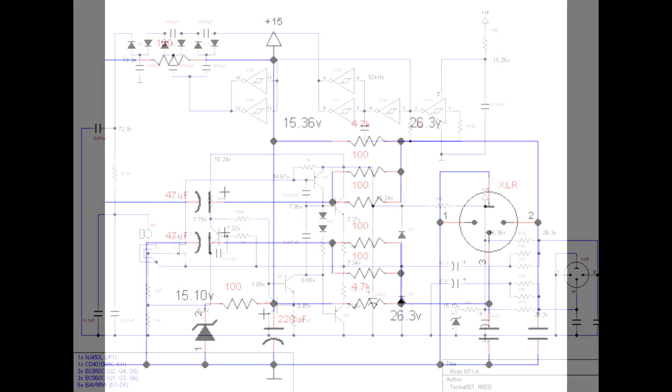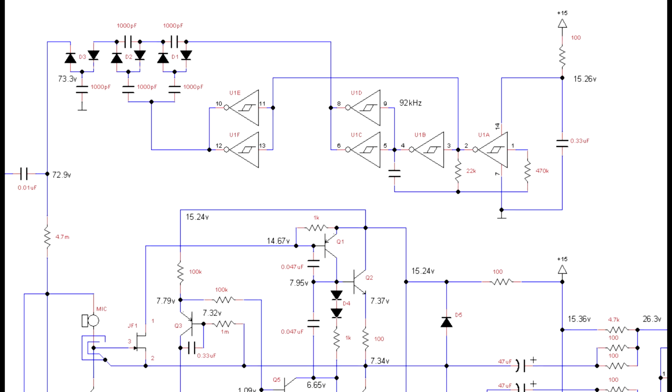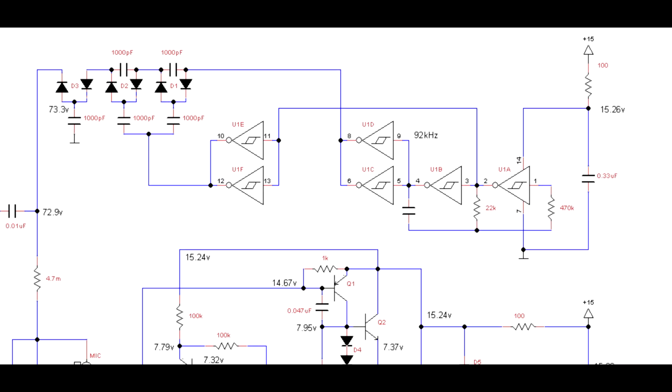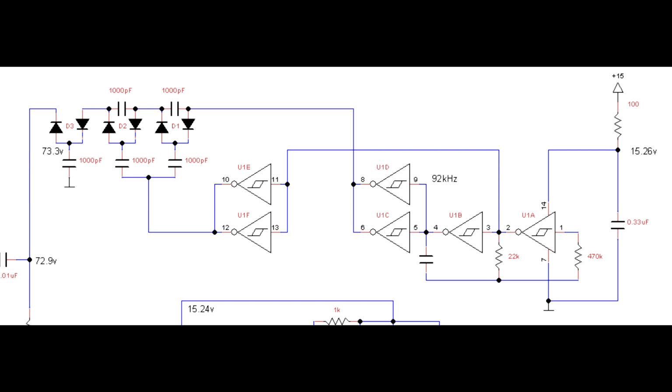So let's look at the upper part of the schematic now. Like I said, the upper part of the schematic is a DC to DC converter. It's going to take the 15 volts that we've generated and it's going to bump that up to 73 volts. And it's going to do so with an interesting circuit.